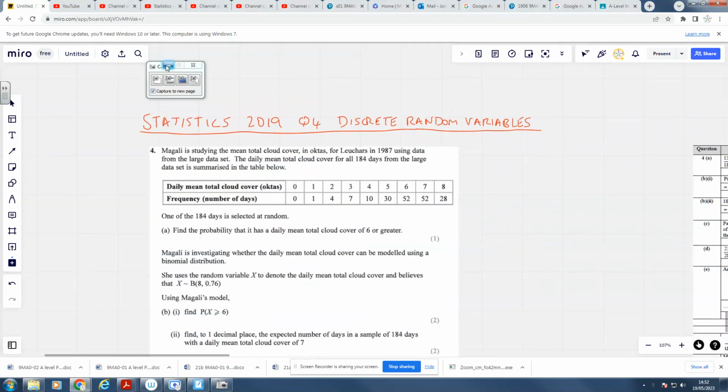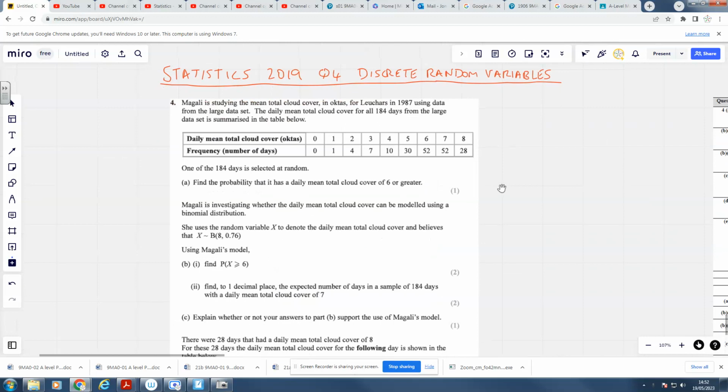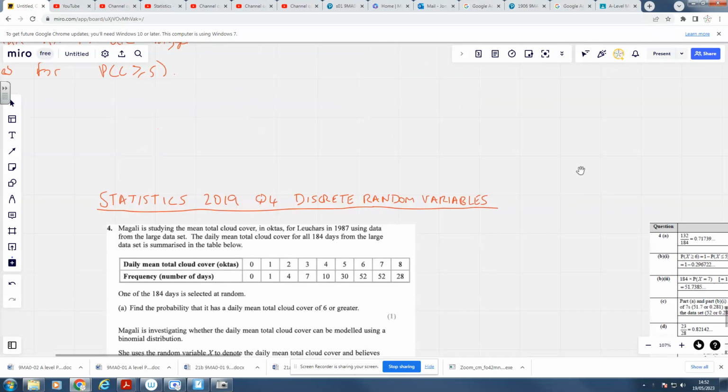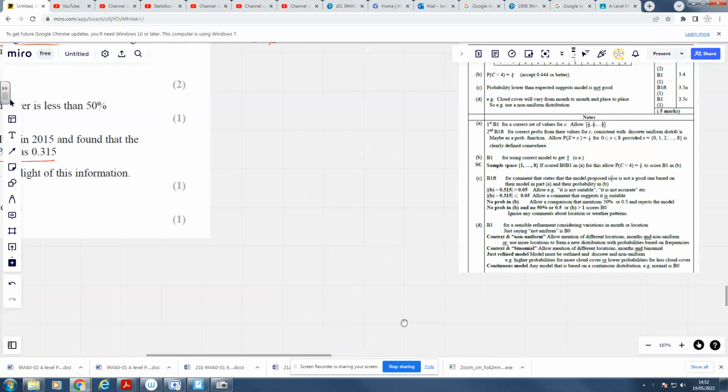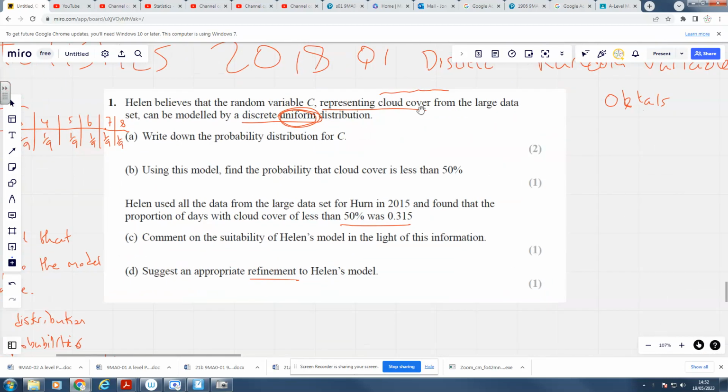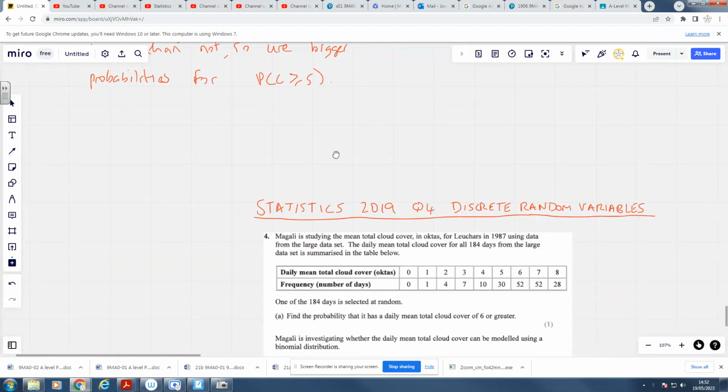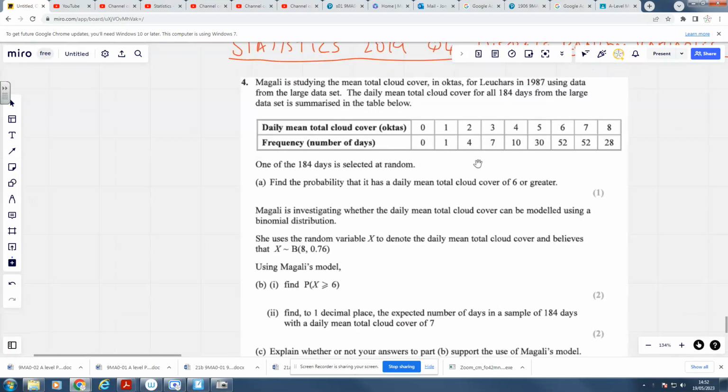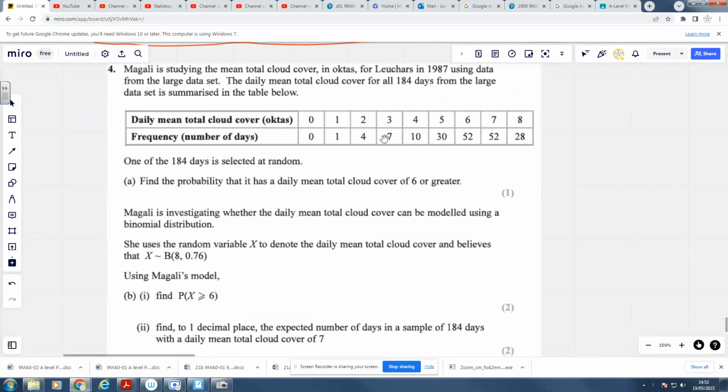This time we're doing Stats 2019 question 4, and it's another discrete random variables question. It seems to tie in with the last one I did, about cloud cover and octas again. In 2019 it was about cloud cover and octas again. Almost like they were trying to underline this point that it's mostly cloudy in the UK.